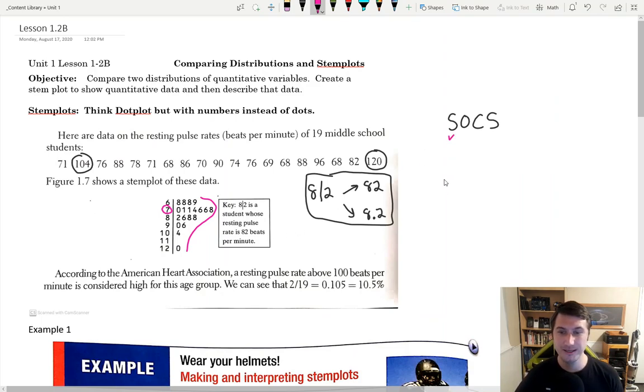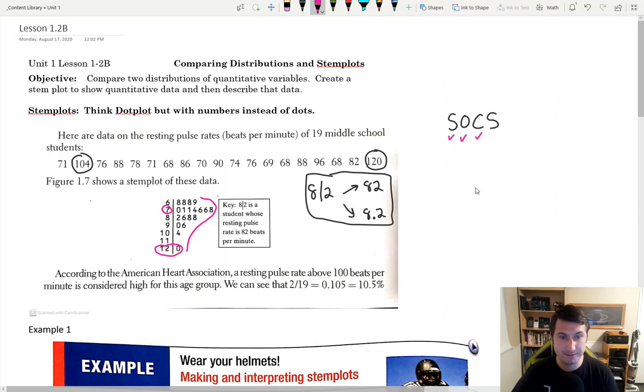Outliers. Are there any outliers? We haven't gone to calculating outliers, so all we can say is maybe 120 is an outlier. It looks possibly that it's really far out there. So for now, you could say a possible outlier at 120.